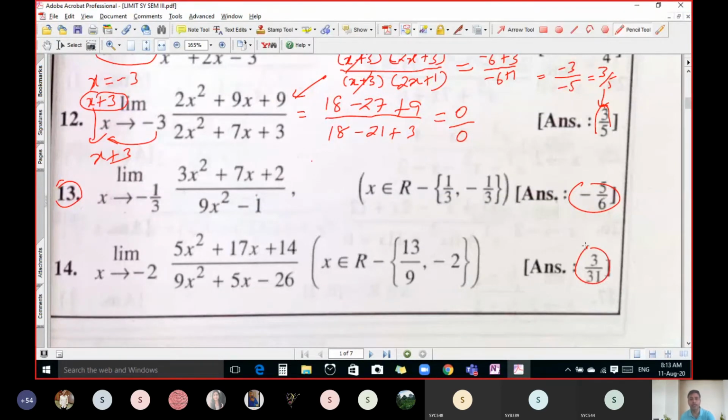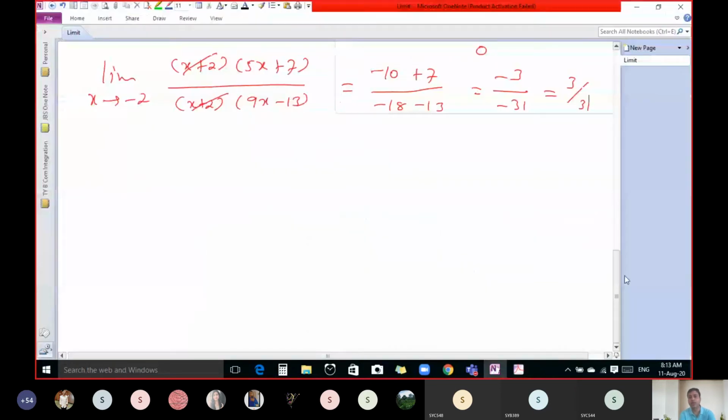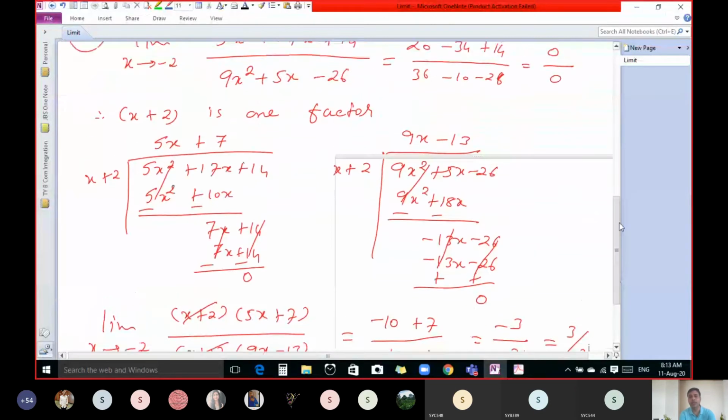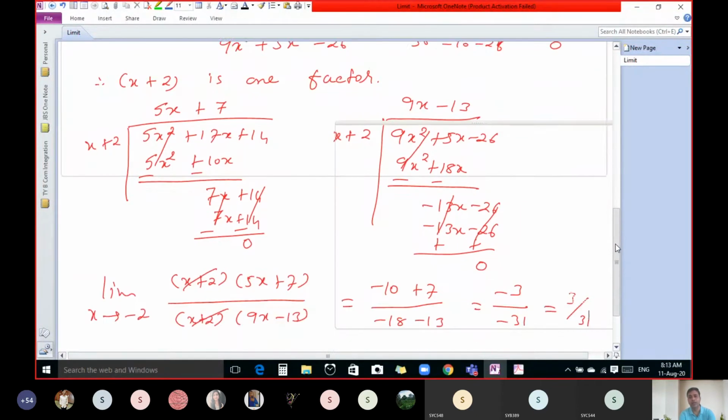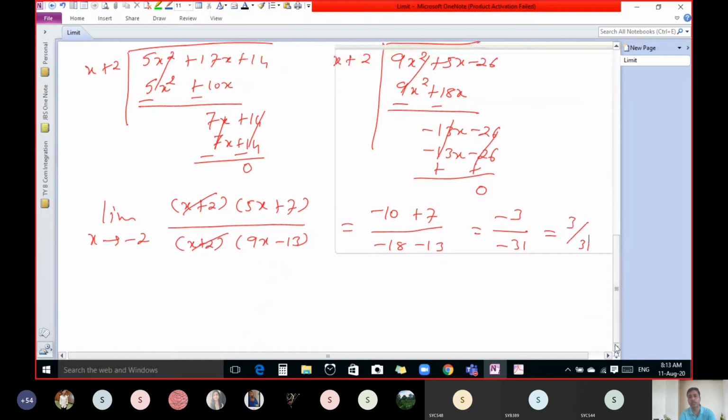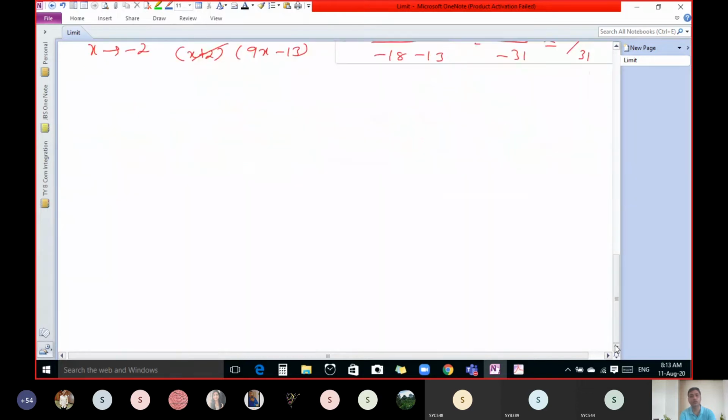So in this way we can solve the example of limit, but it is simple if there is a quadratic equation here. If it is something different than a quadratic equation, then see how to solve that type of question.